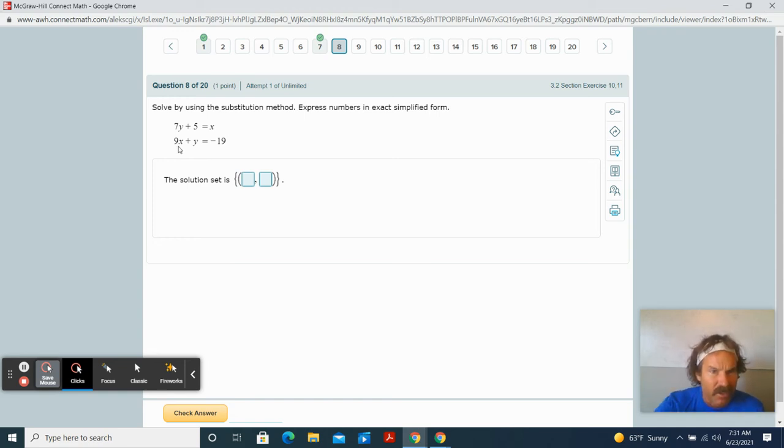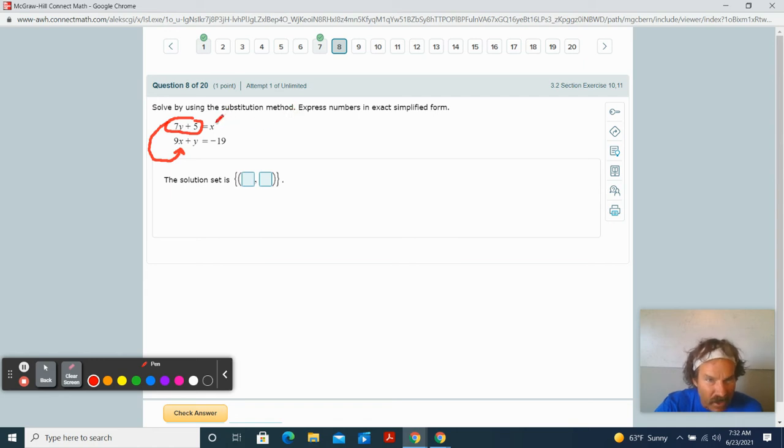Here in question 8, you have a variable solved for. Here, x is equal to 7y plus 5. So you can plug in 7y plus 5 for this x. The substitution now is going to go this way: this 7y plus 5 is going to be plugged in for this x value. And then you're going to go ahead and solve for the variable. You're going to solve for y. I'm not going to do this problem, but that's the way you'd go about the substitution method.